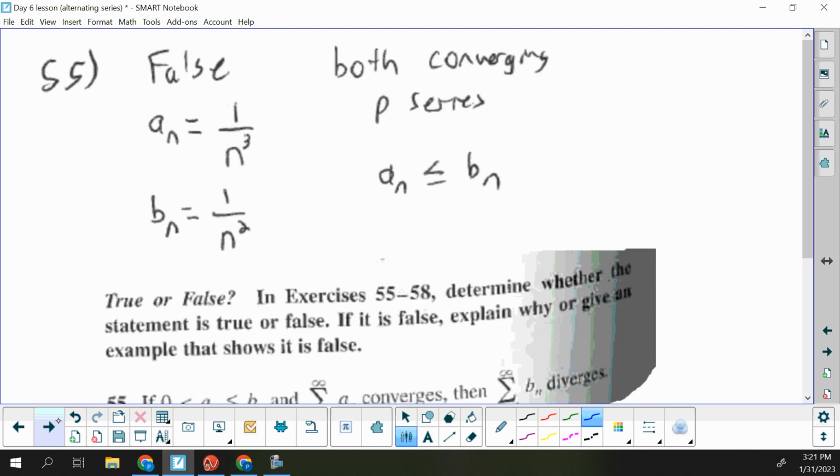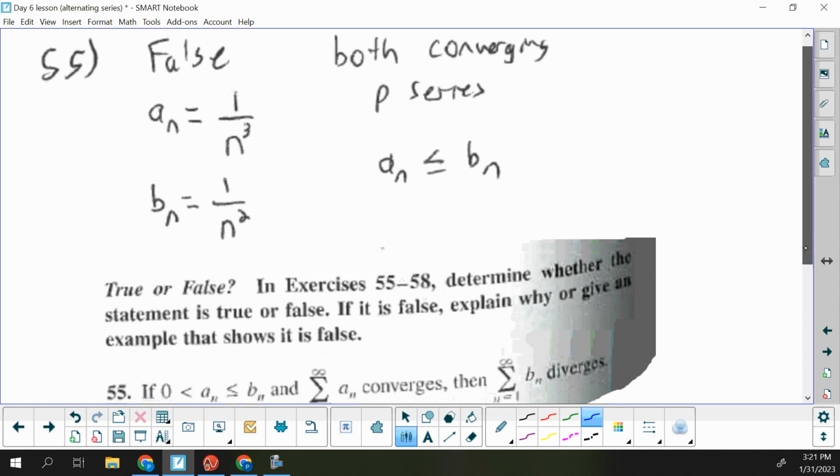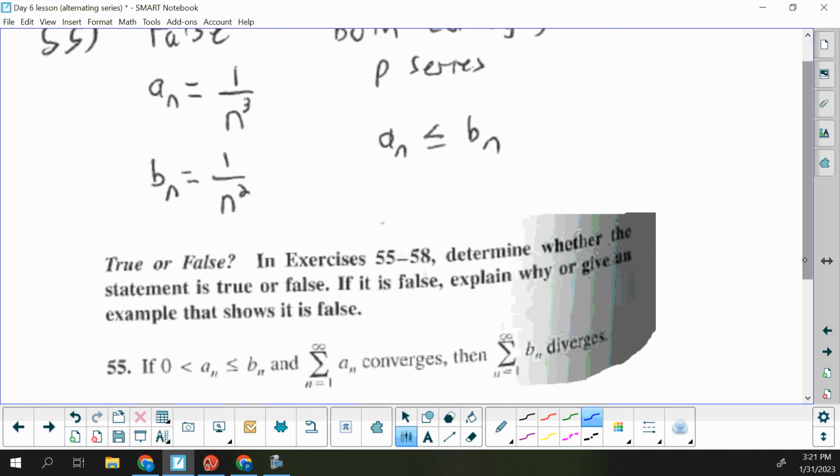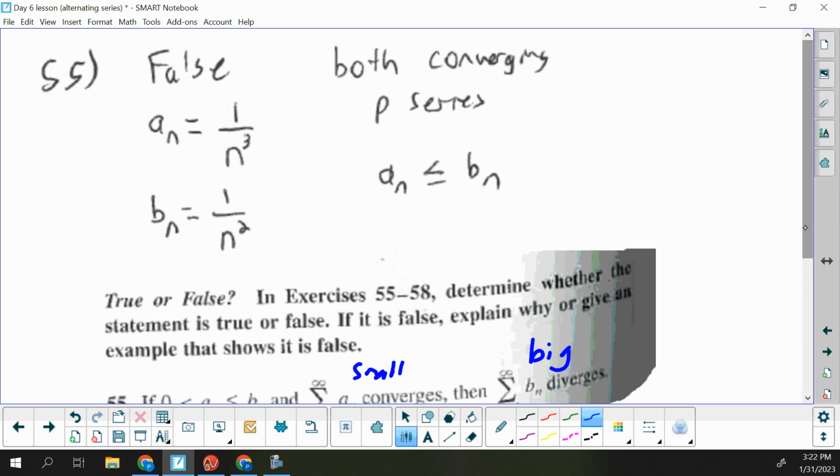And 55, so this said, if a smaller one converges, then a bigger one has to diverge. So if we're going to prove this false, we would need to have a small one that converges and one that's bigger than it that also converges. So I picked my small one as 1 over n cubed, because say if you put 2 in, that's 1/8, and then the big one, 1 over n squared, that'd be 1/4. Well, the bigger one is still a p series with p greater than 1, which will also converge.